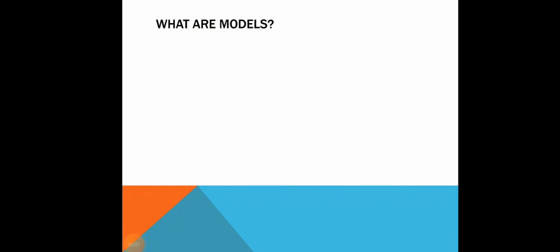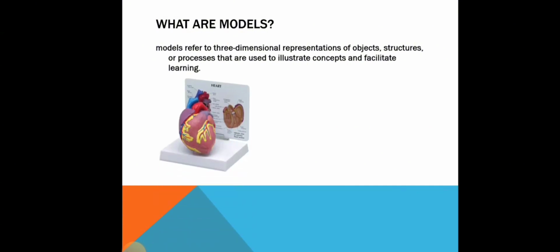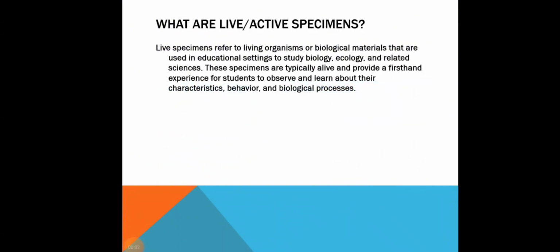What are models? Models refer to three-dimensional representations of objects, structures or processes that are used to illustrate concepts and facilitate learning. For example, here you can see a model of a heart and a model which is used by the students who are learning geography. Now let's see what are live or active specimens.